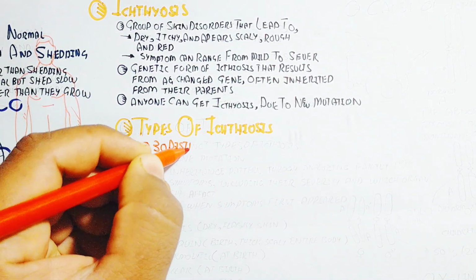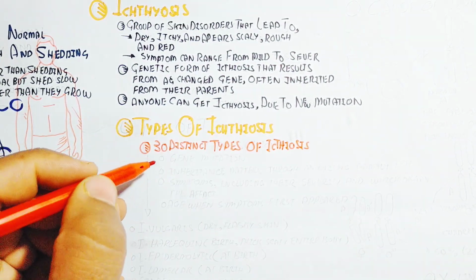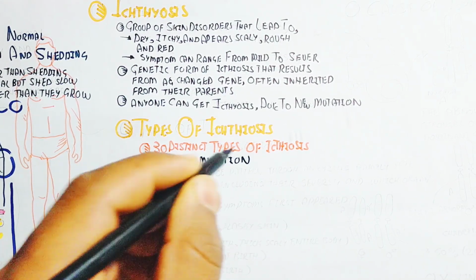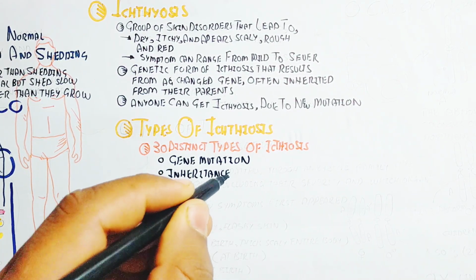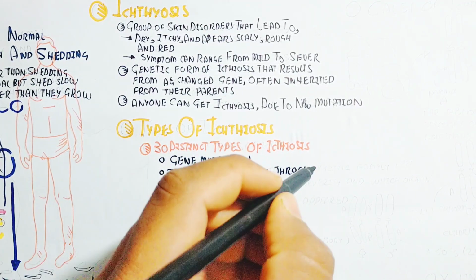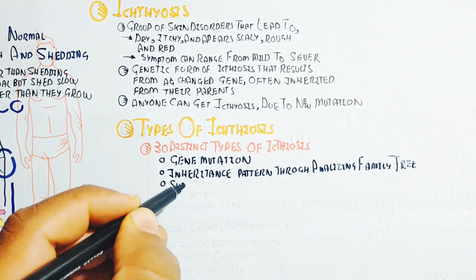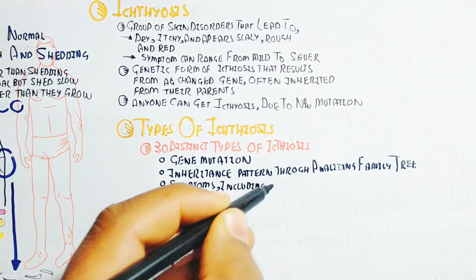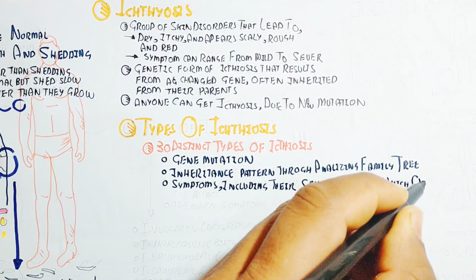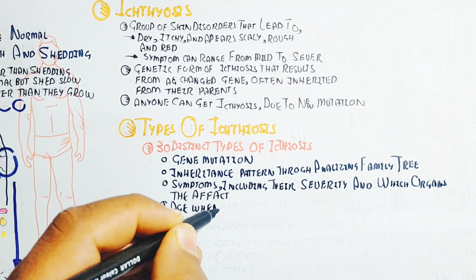There are 30 distinct types of ichthyosis. These types involve major gene mutations and inheritance patterns, which are analyzed through the family tree, and the symptoms, including their severity and which organs are affected. On the other hand, there is the age when symptoms first appear. In this way, the severity will increase.